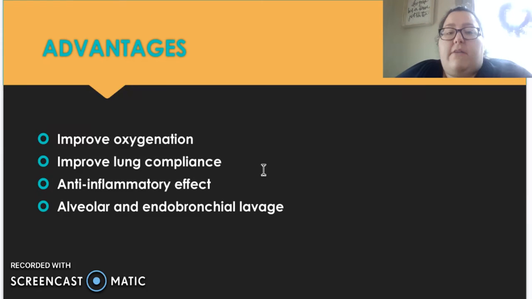So we have the advantages. Advantages to liquid ventilation are improved oxygenation, improved lung compliance, an anti-inflammatory effect, and alveolar and endobronchial lavage. Liquid ventilation with PFCs improves oxygenation because PFCs are dense and they gravitate to dependent parts of the lungs. This will in return open up collapsed regions of the lung, acting as a liquid PEEP.